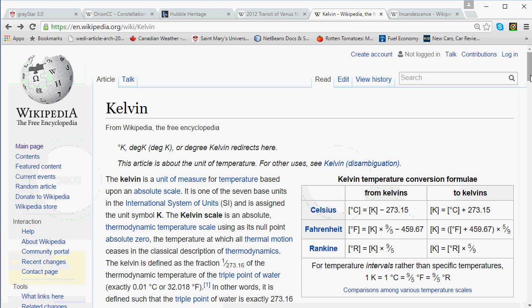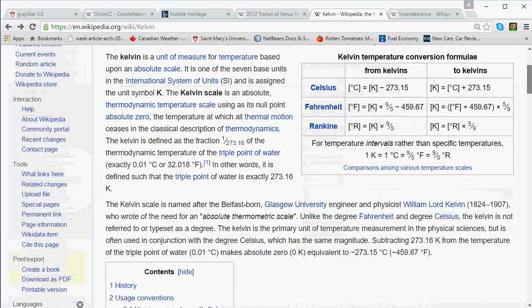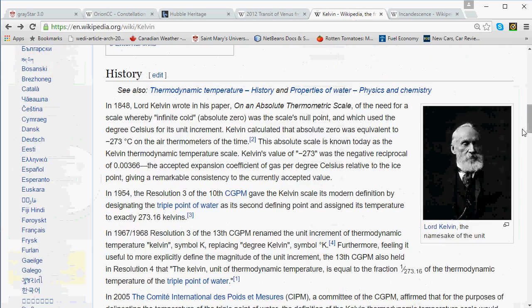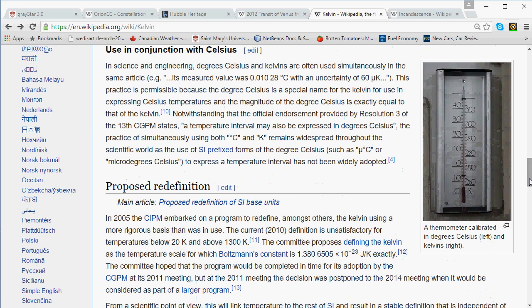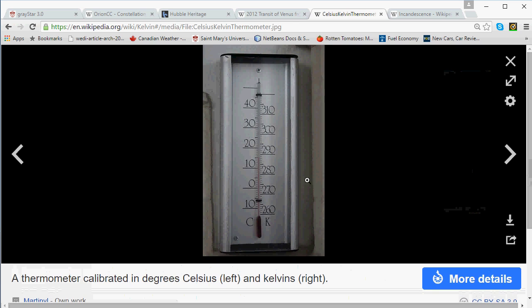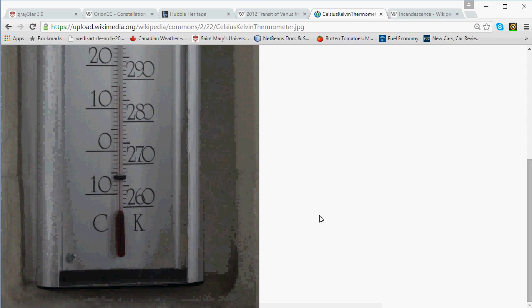So once again, I'm going to a Wikipedia page here. We scroll down. There's a picture of Lord Kelvin, the 19th century British scientist after whom this temperature scale is named. And if I keep going down, there's a nice image here that shows us what's going on. So we have the Celsius or the centigrade temperature scale here on the left, and we have the Kelvin scale on the right. And the only difference between these two temperature scales is in the definition of the 0 point.